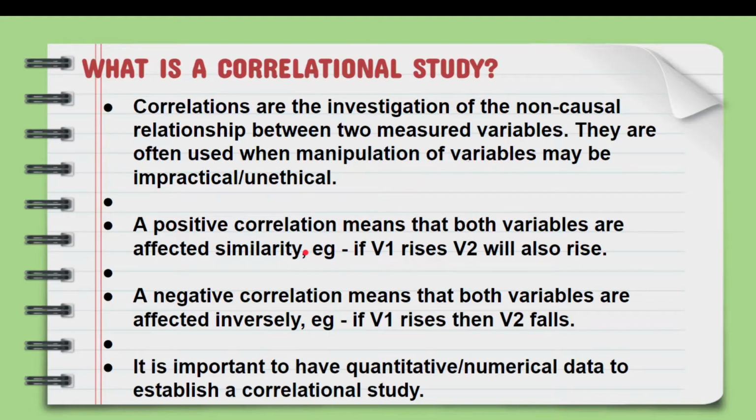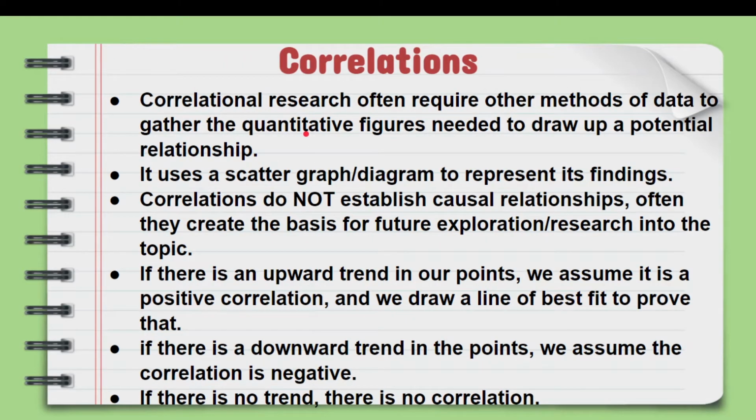If a correlation is positive, that means the two variables have an increasing relationship between them. So if one increases, so does the other, and if one decreases, so does the other. In a negative correlation, both variables have an inverse relationship. It's very important to have a quantitative or numerical measure of data to establish correlational studies. So both of your measured variables should be measured quantitatively in order to be able to plot a graph and to establish a correlation.